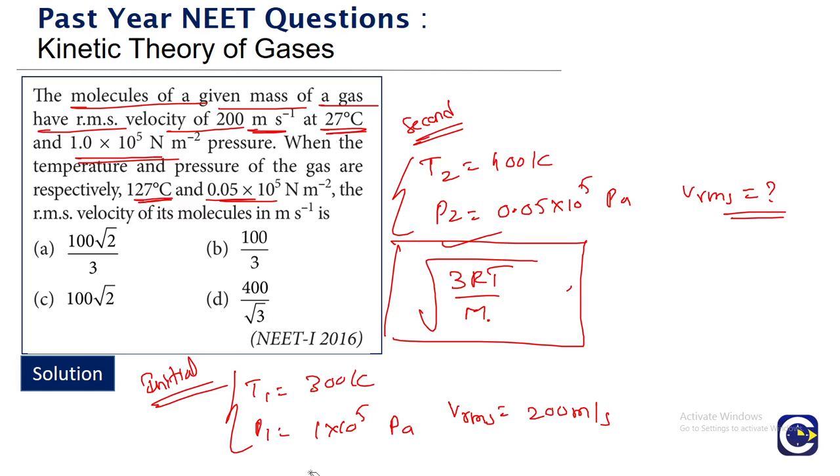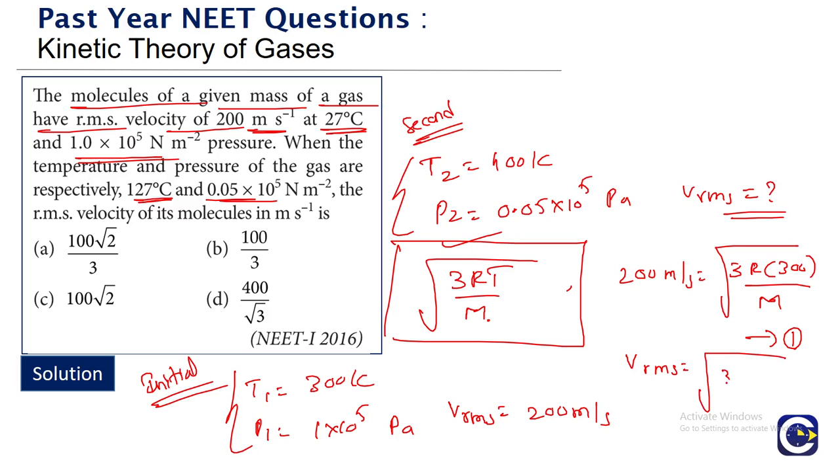So RMS speed formula can be given both in terms of temperature as well as pressure, but we'll go with the temperature relation. So initially, RMS speed, which is 200 meter per second, is equal to root 3 into R into, what is the temperature here? 300 by molar mass. Keep it as equation 1. Equation 2, second case, RMS speed will be equal to root 3 into R into temperature, there is 400 by capital M, because it is the same gas.